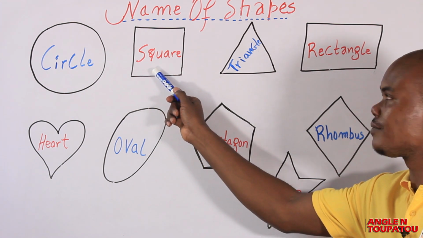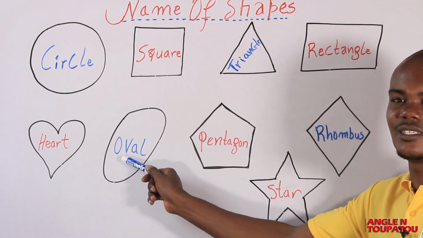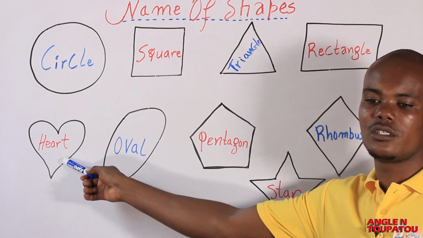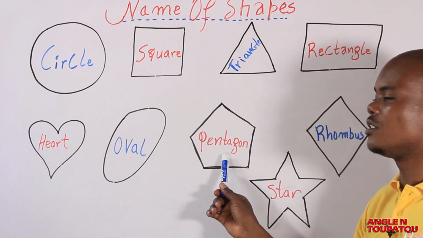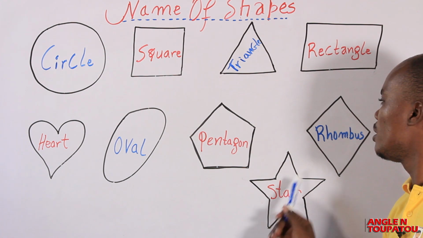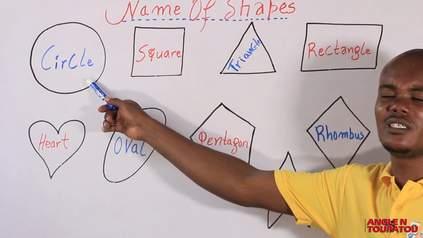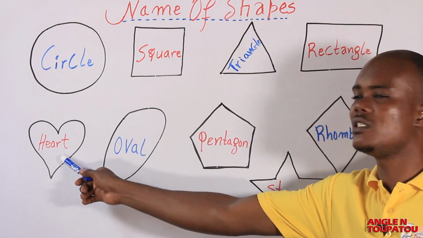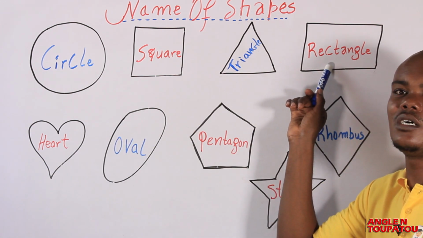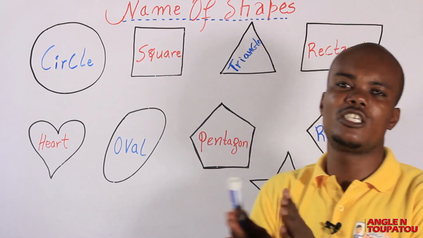What is this? It's a square. What is this? Rectangle. What is this? It's an oval. What is this? It's a heart. What is this? It's a pentagon. What is this? It's a star. What is this? It's a rhombus. What is this? It's a circle. What is this? It's a heart. What is this? It's a rectangle. What is this? It's a triangle. Congratulations. Good job.